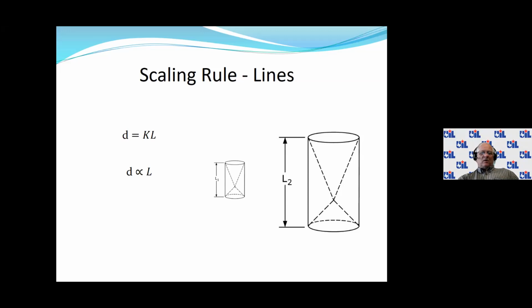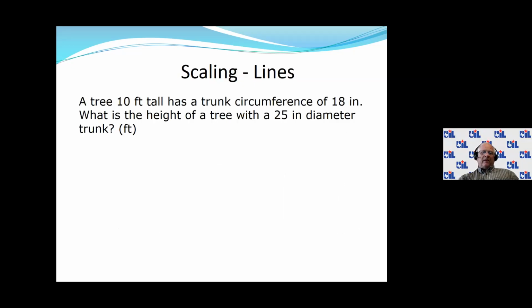And again, I can write a proportionality, or I can write it as a ratio, which is really the starting point for most of these scaling problems. So those are the rules that we use. So we have volumes, we have areas, we have lengths, at least for the ones that have these geometrical effects.